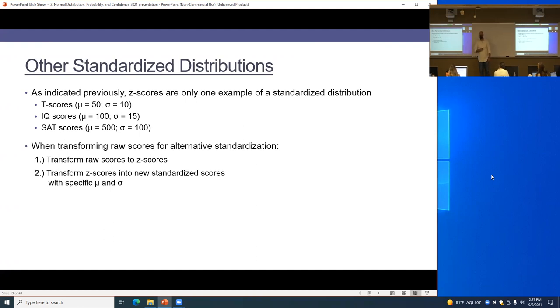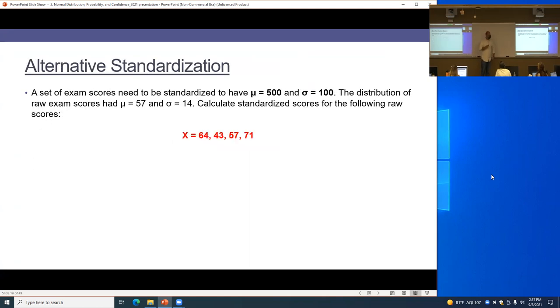If we want to transform a score for an alternative standardization, it's pretty straightforward. First, we transform to z-scores. This is one way to do it; there are other ways, but this is simplest. If we transform things to a z-score first, and then transform that z-score into new scores based on your specific mean and standard deviation, it's easy to take any distribution and get z-scores or move things over to some other distribution that you'd like to see.